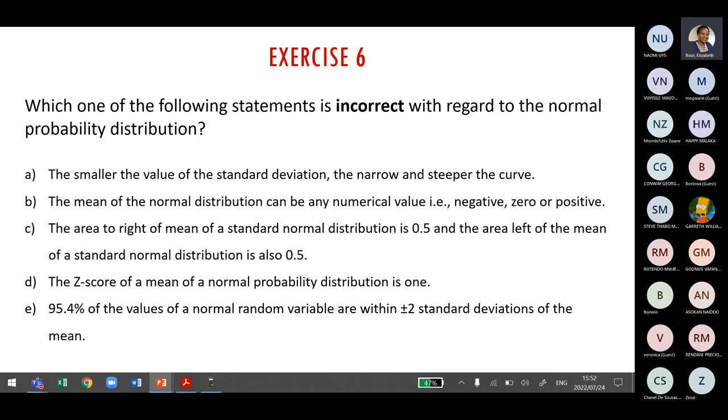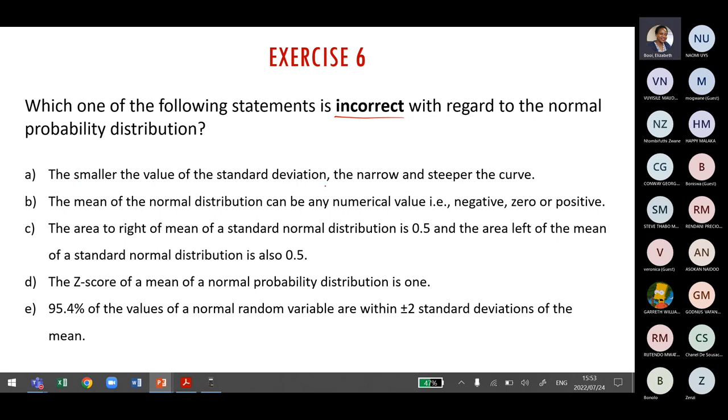Number six. Which one of the following statements is incorrect with regards to the normal probability distribution? I think we did this in the first session, when we were doing normal distribution. I think I'm repeating the question here, but it's fine. Which one of the following statements is incorrect? We will do a process of elimination until we get to the incorrect statement, right?